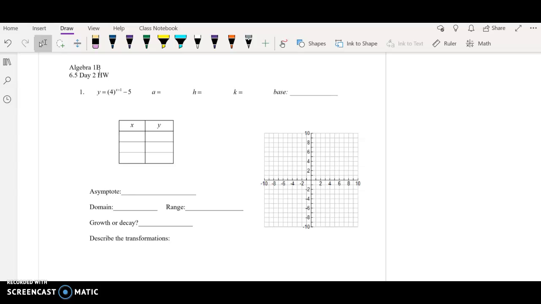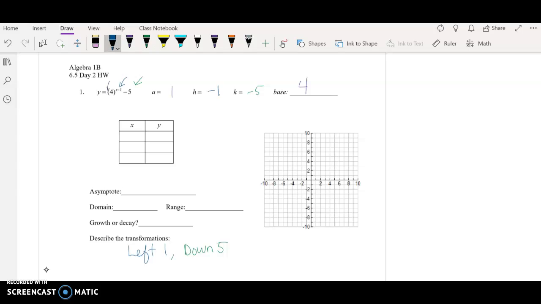So for this homework problem, your base here is going to be 4. Your A value is normally out in front of that base, and so since it's not there, your A value is going to be 1. Your H value is going to be up with the X, and it's going to be the opposite of what's there. So since it's +1, it's actually going to be -1, and that's because it is actually moving your graph left by 1. Your K value is at the end, it is -5, and that is moving your graph down 5.